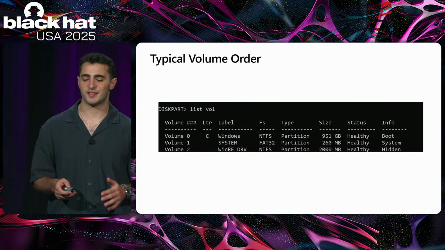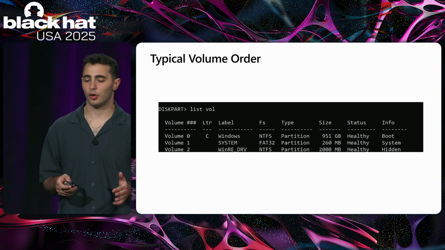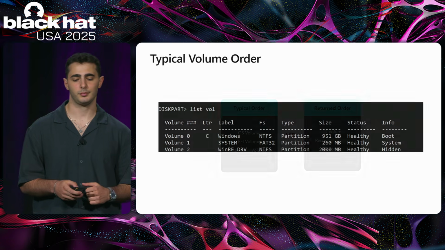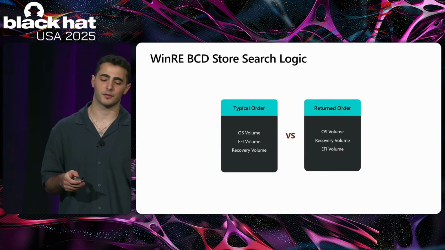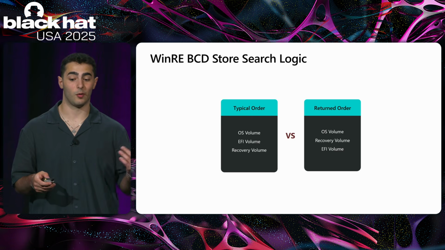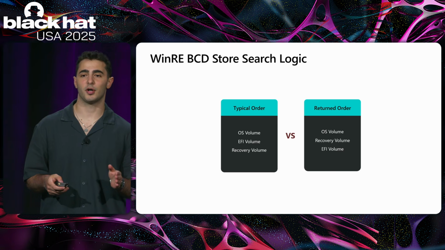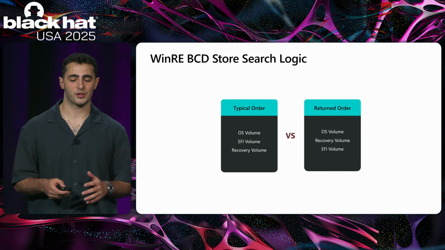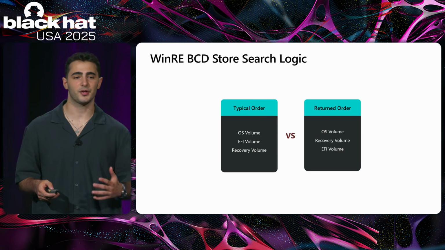On the monitor, you can see the typical volume order returned by the diskpart list vol command. The order is first OS, then EFI, and only then the recovery volume. However, the volume iteration functions would return a slightly different order. First the OS, then the recovery, and only then the EFI. Can you spot the inconsistency here? With the volume iteration functions, the recovery volume is iterated over and checked for a BCD store before the EFI volume.